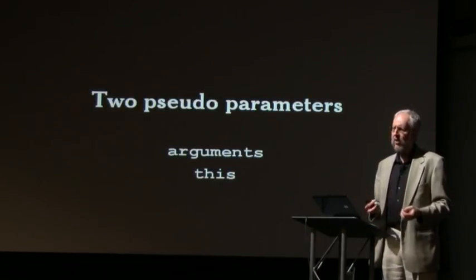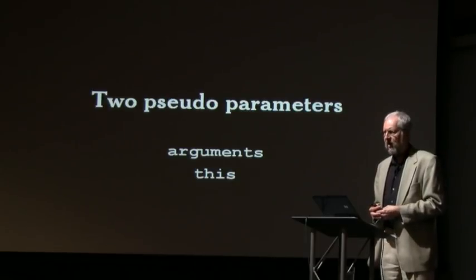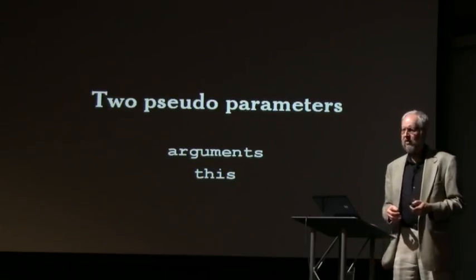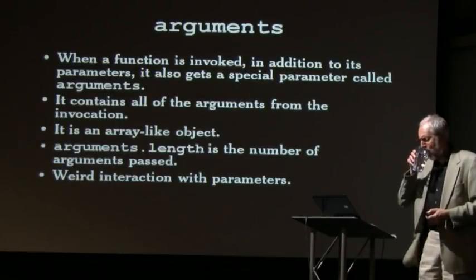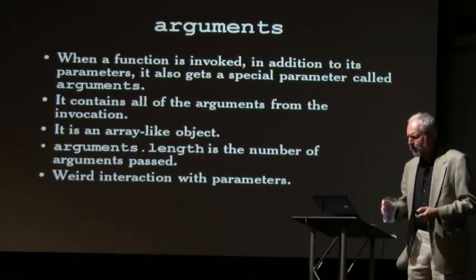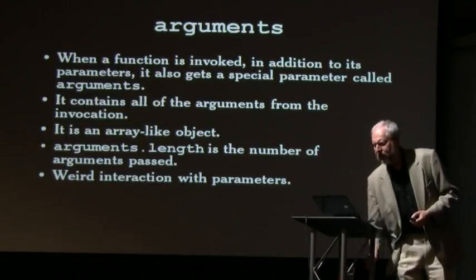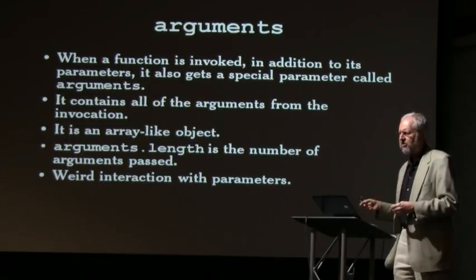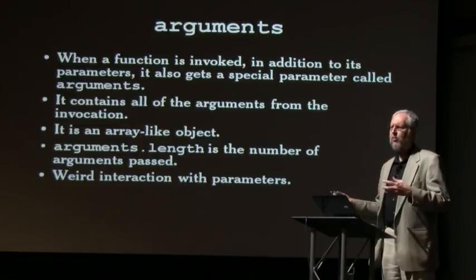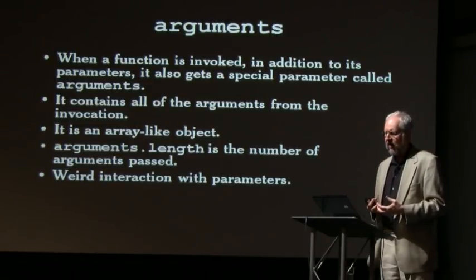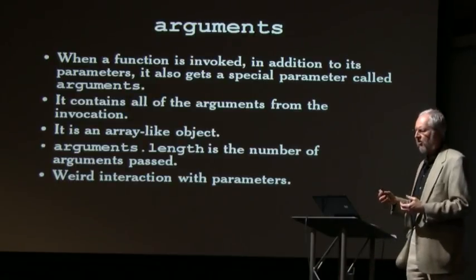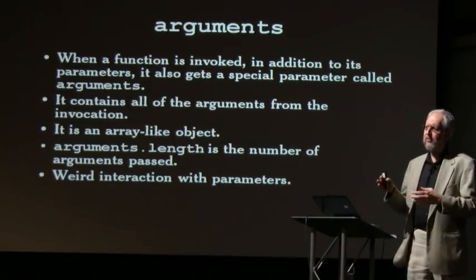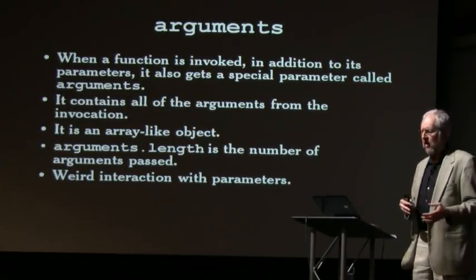There are two pseudo-parameters that every function can receive. One is called arguments, and the other has the unfortunate name of this. So let's look at arguments first. When a function is invoked, in addition to the parameters that it declares, it also gets a special parameter called arguments. And it contains all of the arguments that were actually specified in the invocation.